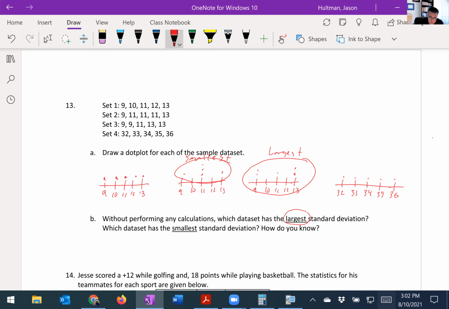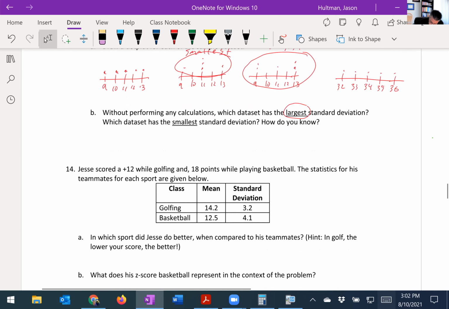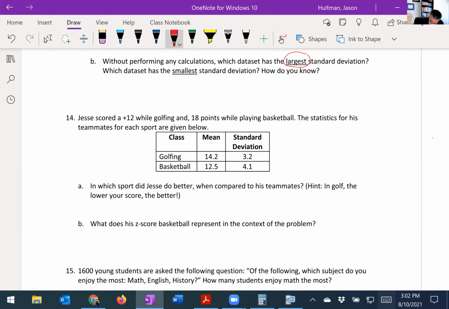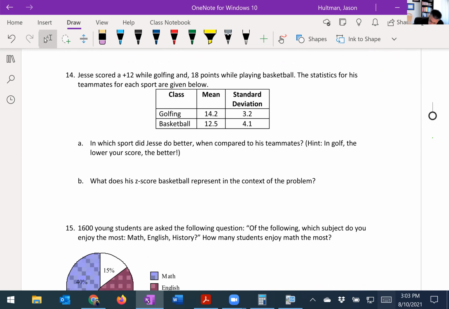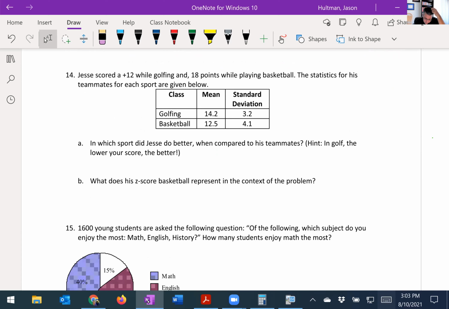Okay, number 14. Jesse scored a plus 12 while golfing and 18 points while playing basketball. The statistics for teammates for each score are below. Which score did Jesse do better when compared to her teammates? In golf, the lower your score, the better.